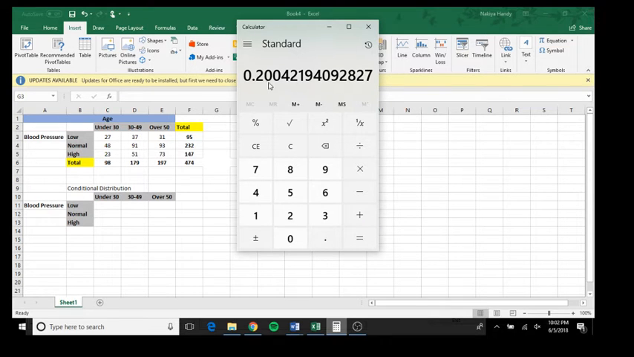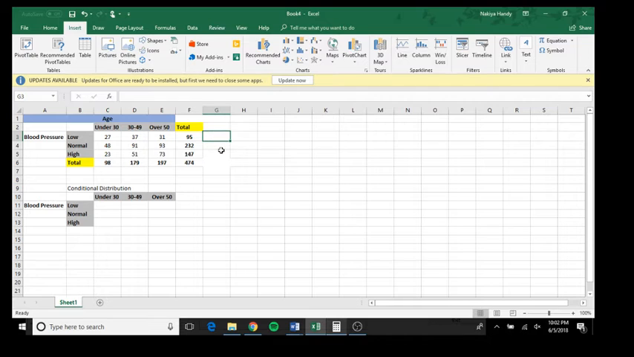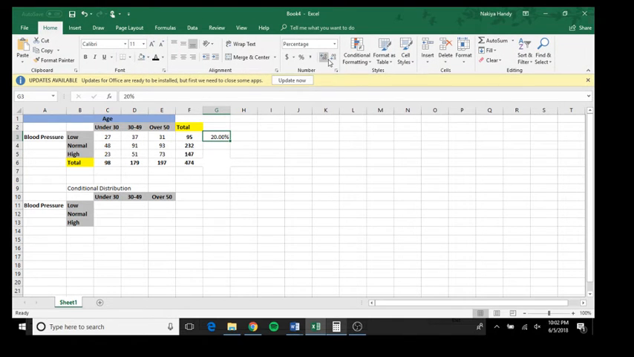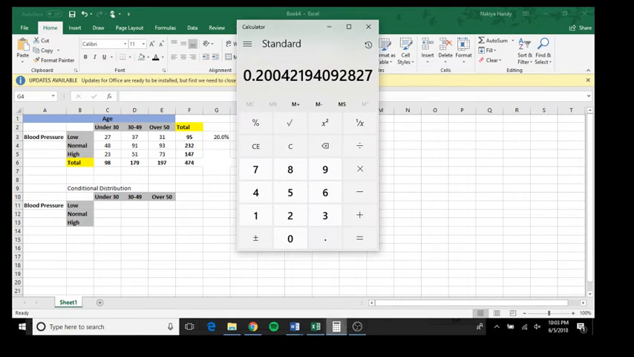we're going to get a large number, so we're going to round it out to 20.0%. And I am going to decrease the number. So now for low, we have 20% for the marginal distribution for low. So we're going to do normal now. So we're going to do 232 divided by 474, and we're going to round it out to 48.9%.